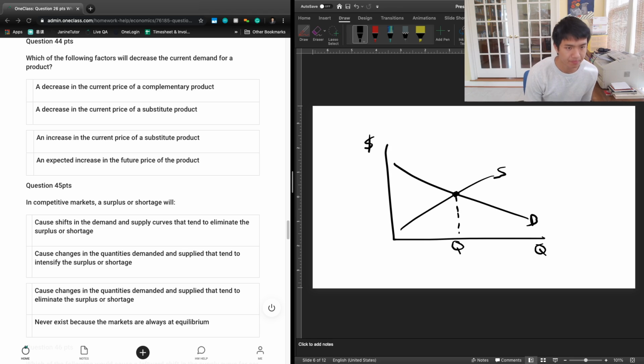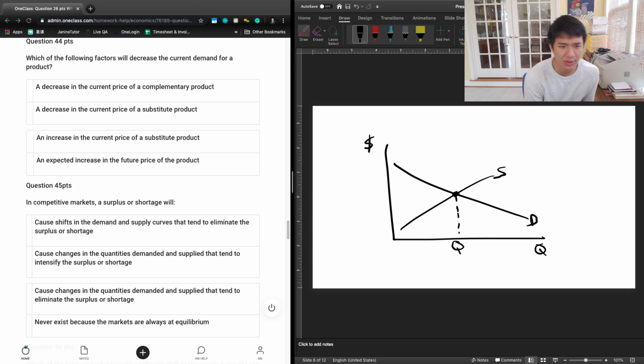A says a decrease in the current price of a complementary product. So complementary products are products that are bought at the same time or together with our current product at hand, right? And so if the price of a complementary product decreases, that's going to increase the demand for the complementary product, and as a result, will also increase the current demand for our product as well. And so that's not going to be the right answer choice because it is a demand determinant, but it gets the direction of change wrong.